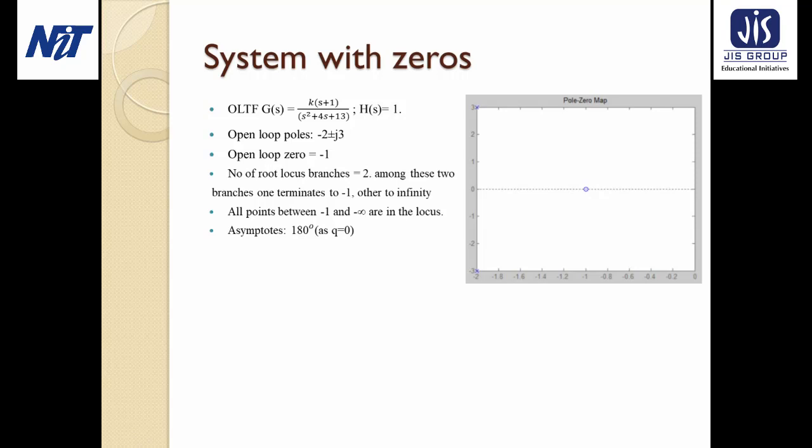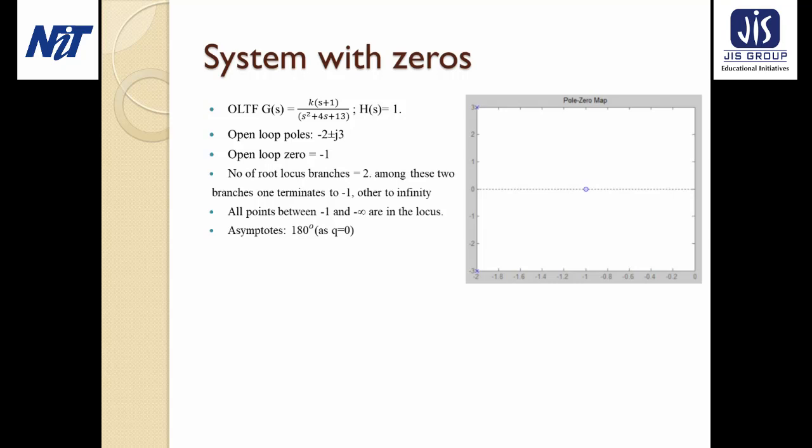So according to the rules, there will be two branches, and among these two branches, one branch will terminate at infinity and another branch will terminate at minus 1. And if we consider the points in between minus 1 to infinity, then to the right hand side the number of real poles and zeros is equal to 1, that is odd. So all the points in between minus 1 to minus infinity are in the locus.